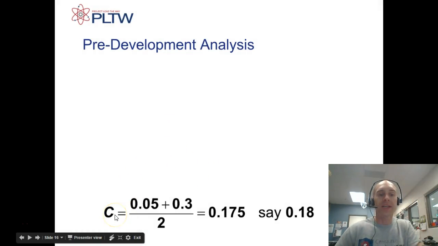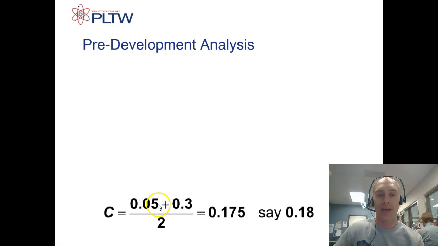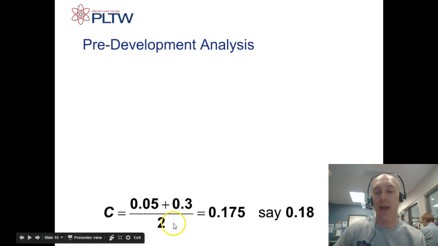And our C, we get this from a table. So our C value comes from the runoff for farmland. It gives you a coefficient, and what you do is you look on the table and ask, what is the value for farmland? You're going to see that table in the assignment. The values for farmland are between 0.05 and 0.3, somewhere around that. So we add them up and divide by 2 to average them, and we get 0.175. So we can say that's 0.18.